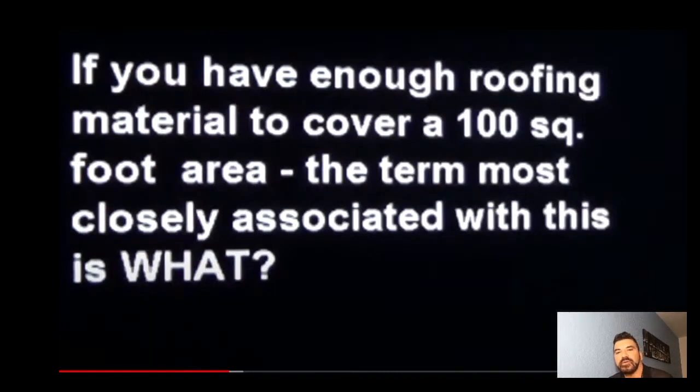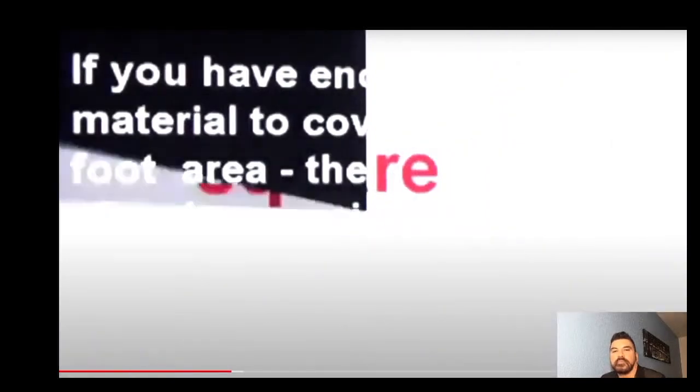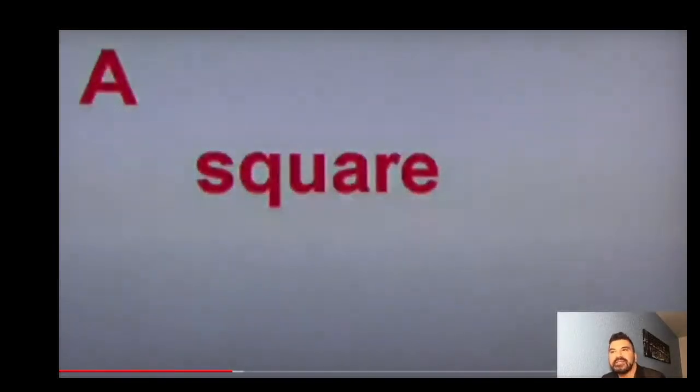And here's a question that's similar to one you had earlier. If you have enough roofing material to cover a 100 square foot area, what term is most closely associated with this? A square is the optimal answer.